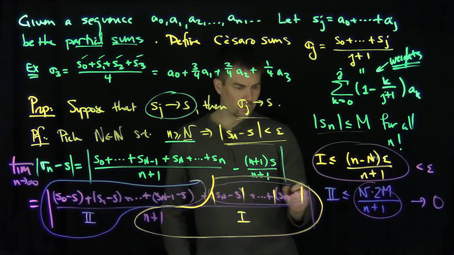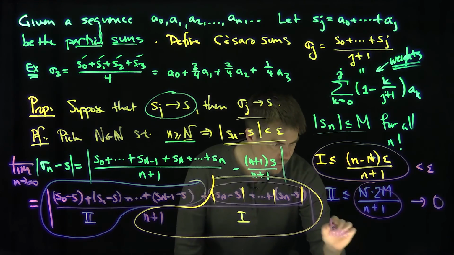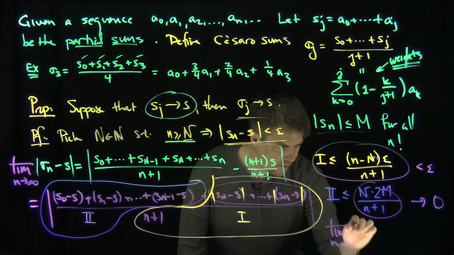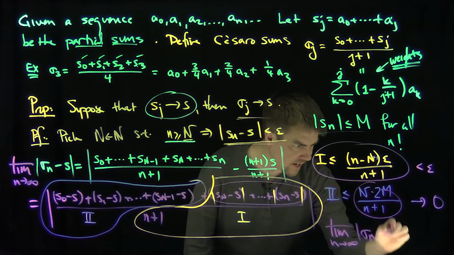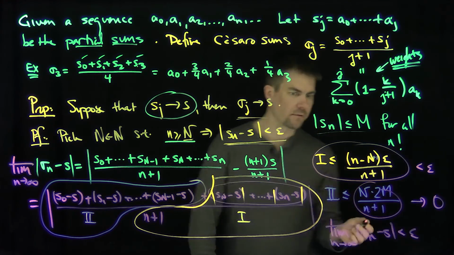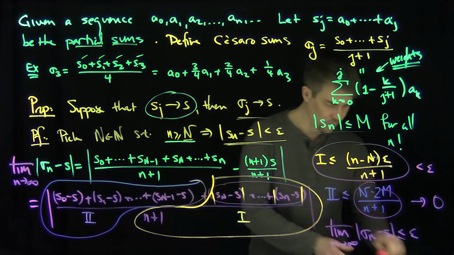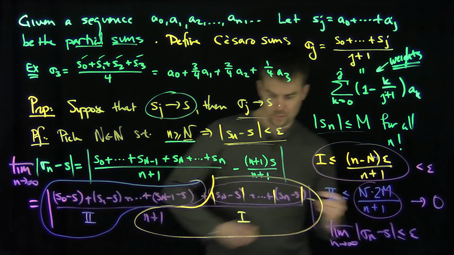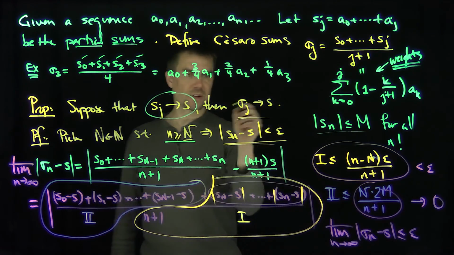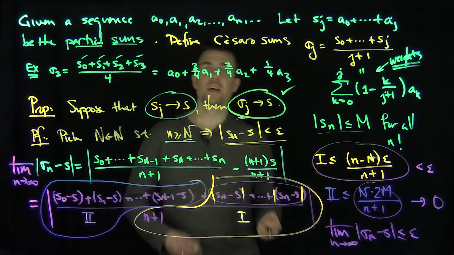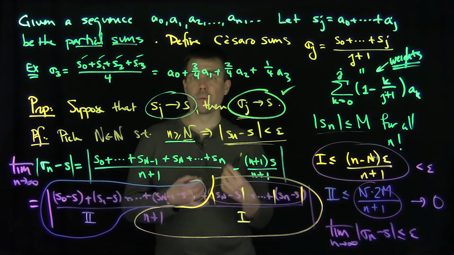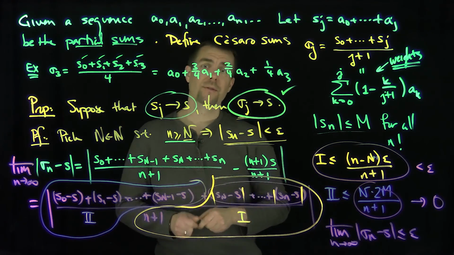Okay? So all total, we've just proven that the lim sup as n goes to infinity of the absolute value of sigma n minus S is less than or equal to epsilon for any epsilon, and that shows that sigma n converges. Therefore, sigma n converges to S as n goes to infinity, and that's the proof that if you are summable, then you're also Cesaro summable. Thank you very much.